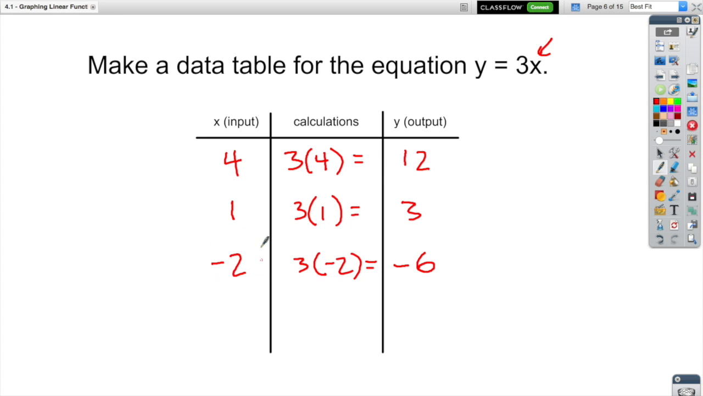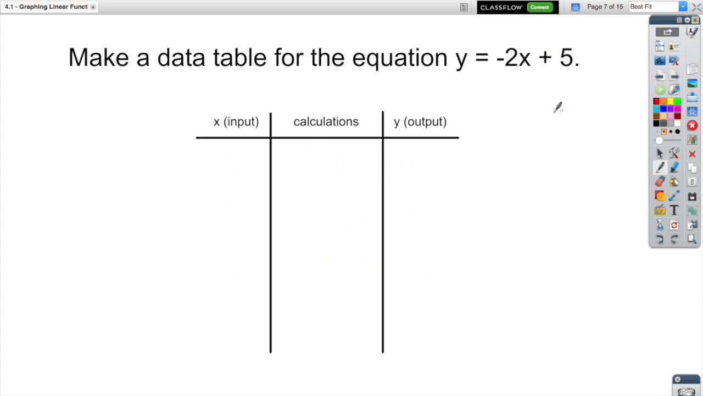And we do the negative just to make sure we're getting a complete picture, some on the positive side of the graph, some on the negative side for when we do actually graph these. But for now, we're just focused on the data table. All right, let's try one more like that. Let's put another example in our notes.